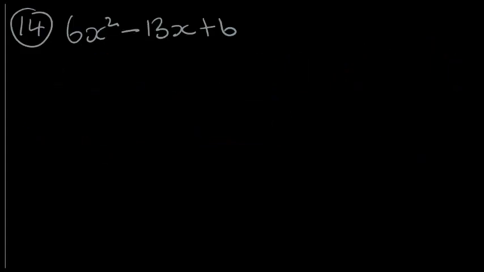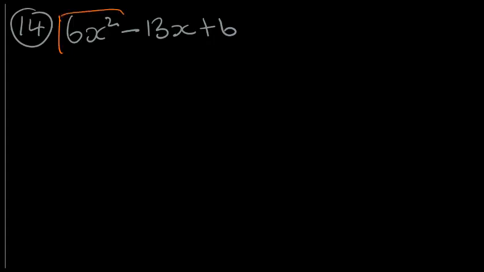Question 14. First, I'm going to look for a common factor. Now, I've got 6, 13, and 6. I know that 13 is a prime number. And because 13 is a prime number, it has no factors other than 1 and itself. So I cannot take out a common factor. Common factor does not exist. So I am going to factorize.